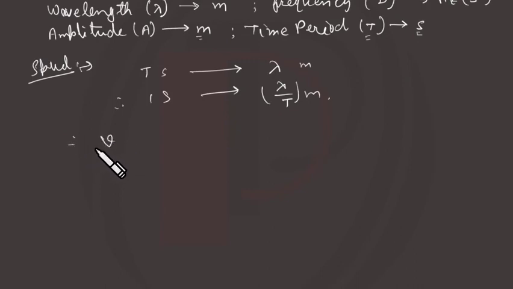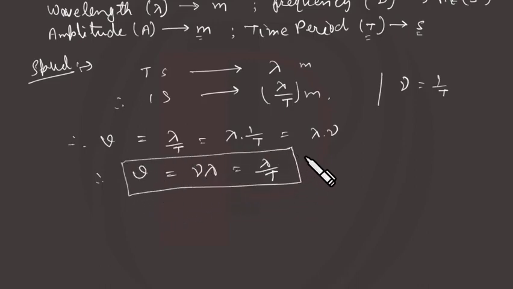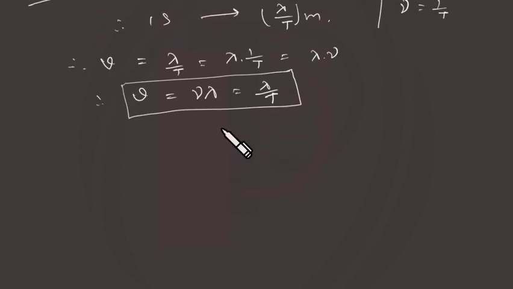Therefore we can write v equals lambda by t equals lambda into 1 by t. Now we know that the frequency nu equals 1 by t, or f equals 1 by t. Therefore you can write this as lambda into nu. Therefore the final equation becomes v equals nu lambda, or lambda by t. That's our final equation for the velocity of a wave, in this case the sound wave.